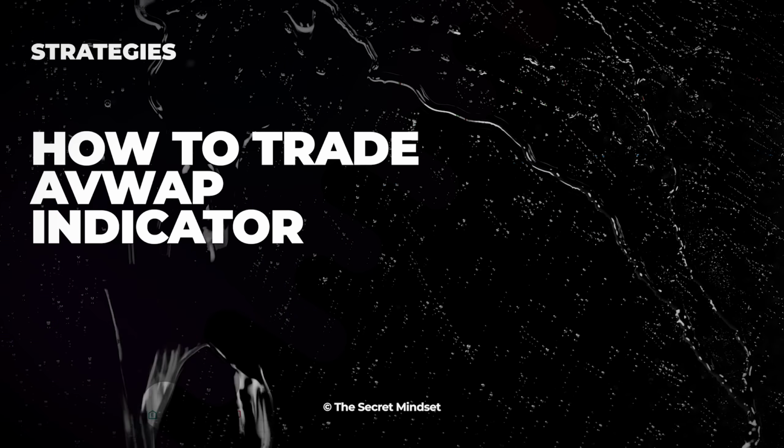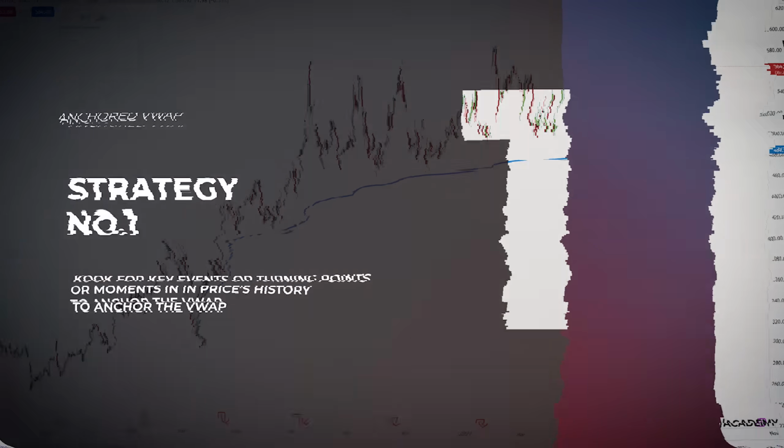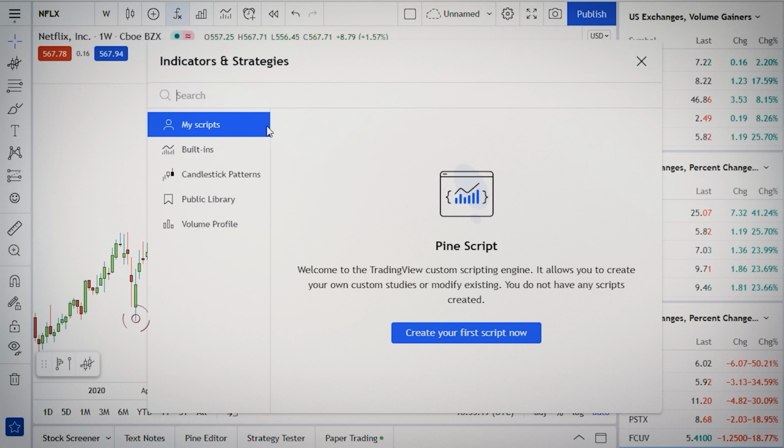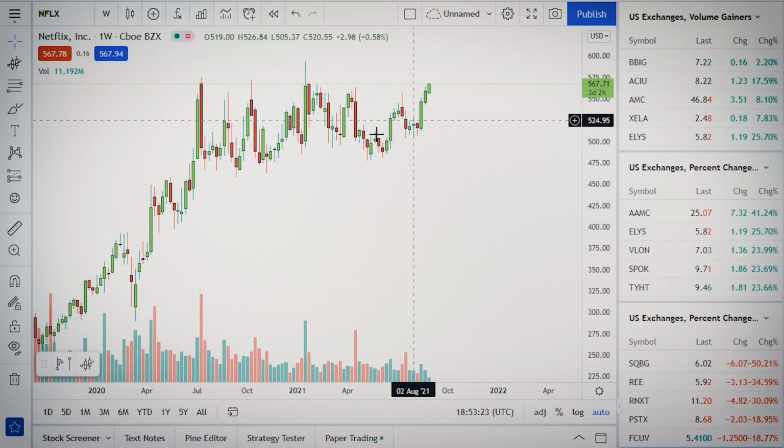So how to trade using the Anchored VWAP? A good strategy is to look for key events or turning points or moments in the price history to anchor the VWAP. In this case, we're looking at the chart of Netflix, and this is the Corona crash. We should anchor the VWAP to this low price of the crash, because you know there was a massive exchange of hands here. Look at the volume spikes.